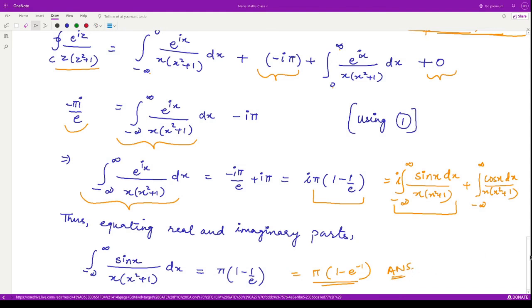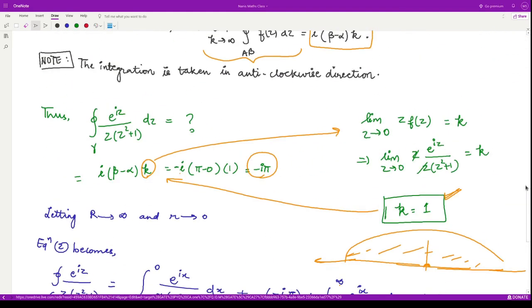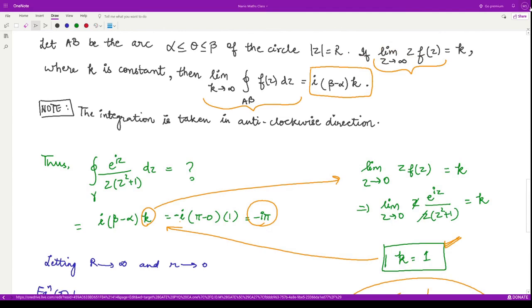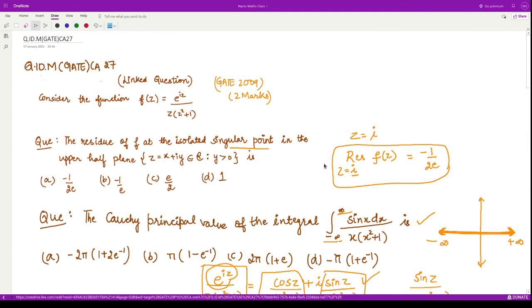So let us have a look at our options. Let us see our options. From here, you can see clearly that option B is the correct option.